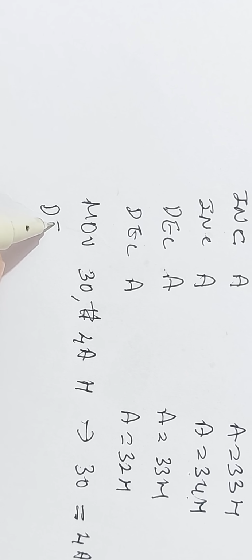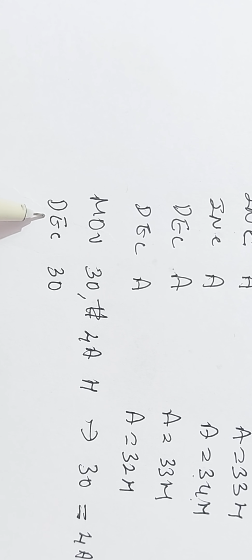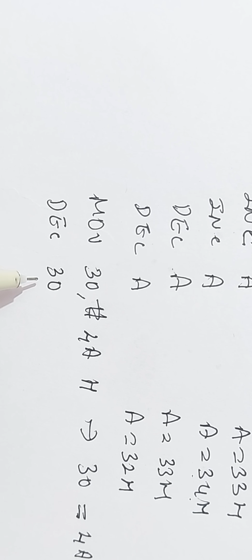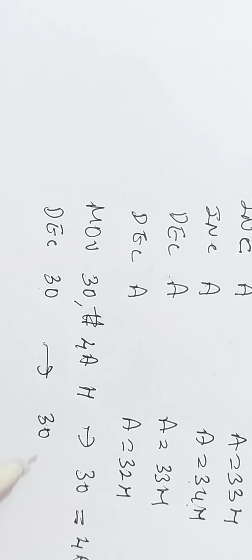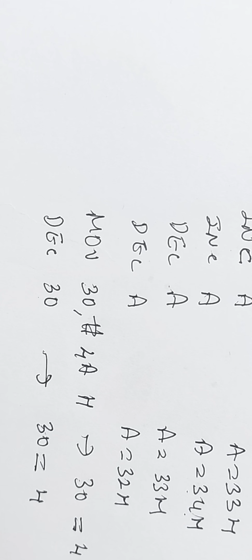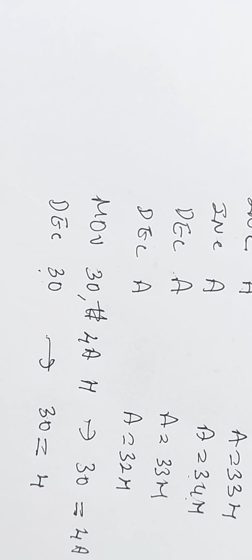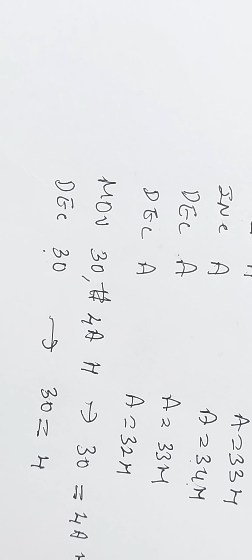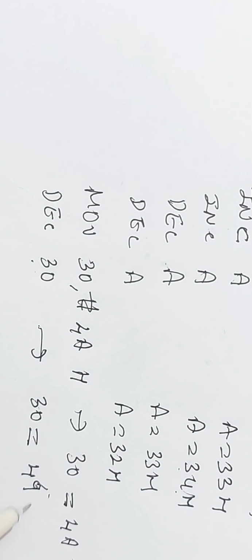Now decrement 30. What is this? Decrement means whatever the number present in RAM location 30. The number present in RAM location 30 is 4A. Decrease it by 1. Therefore, decrement 30 implies that RAM location 30 now contains the number 4A minus 1. A means 10, 10 minus 1 is 9. That is 4, 9, that is 49H.